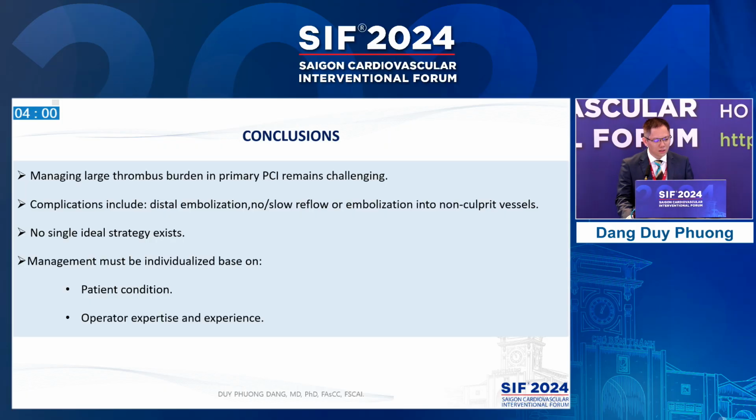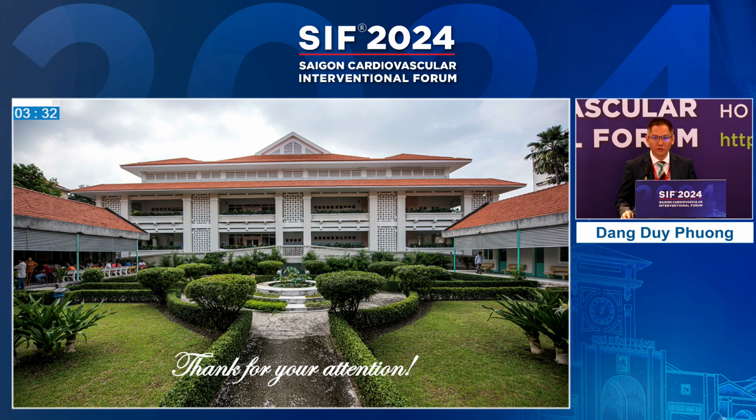And conclusions. Managing large thrombus burden in primary PCI remains a challenge. Complications include distal embolization, no or slow reflow, or embolization into a non-culprit vessel. No single strategy exists, but management must be individualized based on patient condition and the operator's expertise and experience. Thanks for your attention.